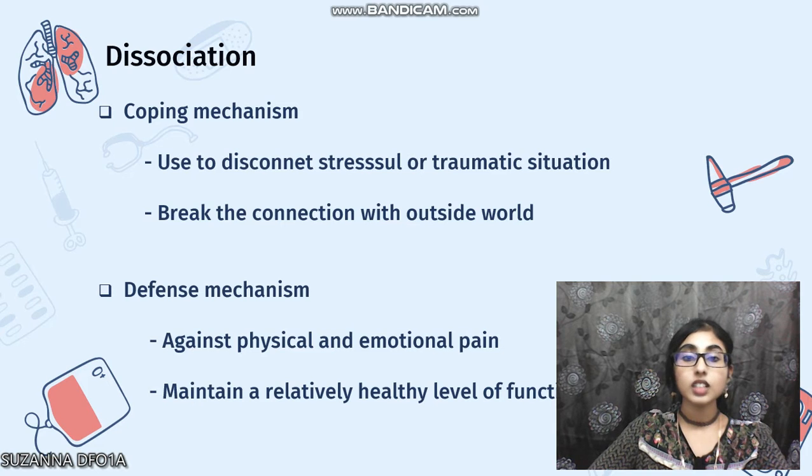Dissociation is often thought of as a coping mechanism that a person can use to disconnect from the stressful and traumatic situation or separate the traumatic memories from a normal awareness. It is a way for a person to break down the connection with the outside world and create distance from an awareness of what is occurring. Dissociation also can serve as a defense mechanism against physical and emotional pain from stressful and traumatic experience. By dissociating painful memories from everyday thought processes, a person can use dissociation to maintain a relatively healthy level of functioning, as though the trauma has not occurred.